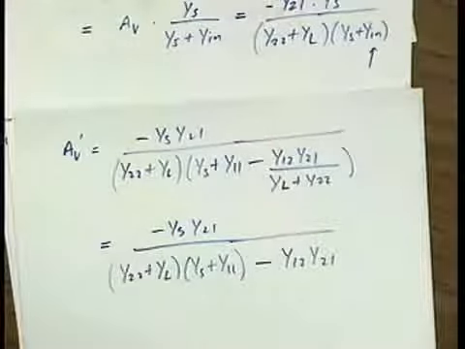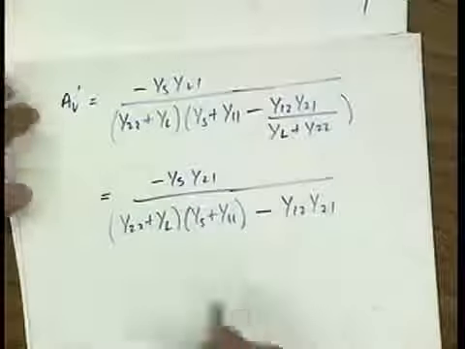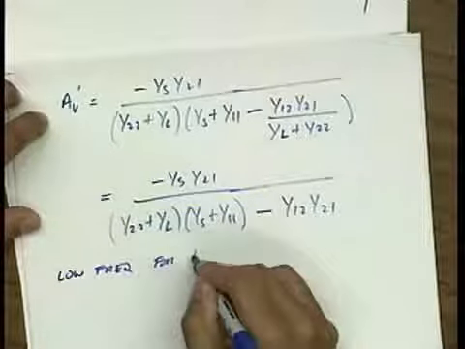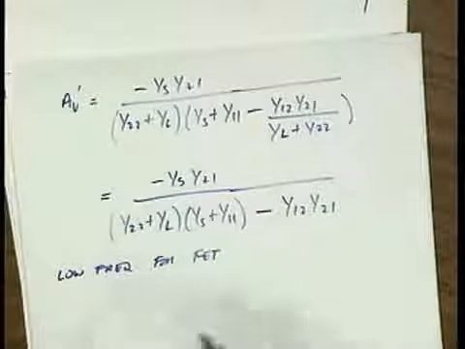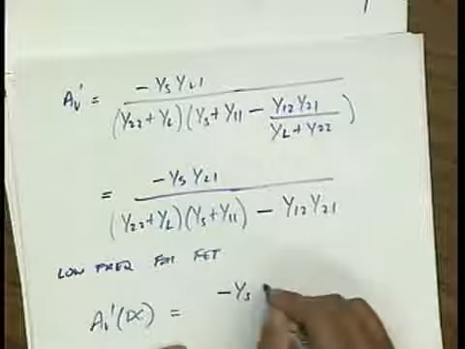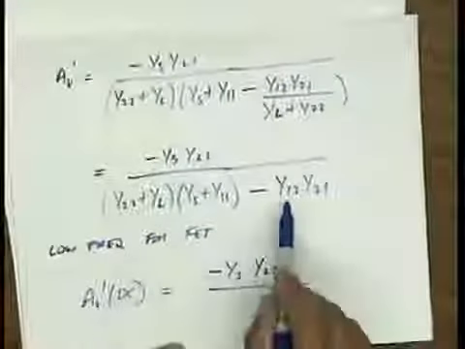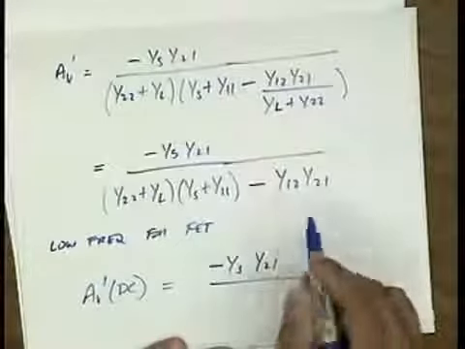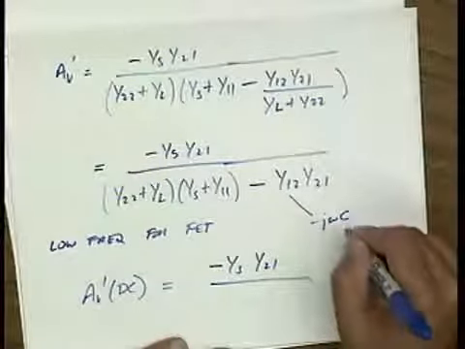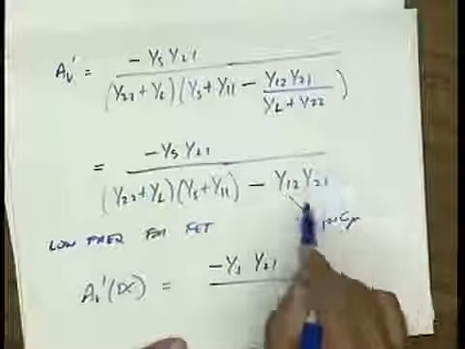Okay, so this equation here, let's also substitute what this equation reduces to at low frequencies for, let's say, a FET. So let's take AV prime at DC. Ys is Ys. Y21 will just become Gm. And at low frequencies in particular, Y12 is equal to 0, right? So Y12 is minus j omega C mu, and so at low frequencies this term goes away.